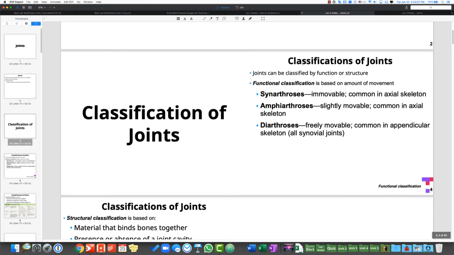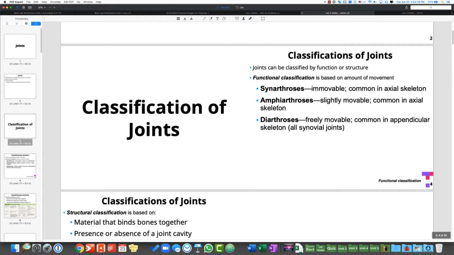Now, when we look at joints, we can classify them by how movable they are. So that's a functional classification. But we can also classify them by the structural component: what binds those bones together to create that joint, whether or not it's got a joint cavity, etc.